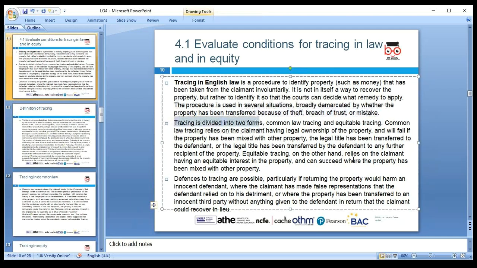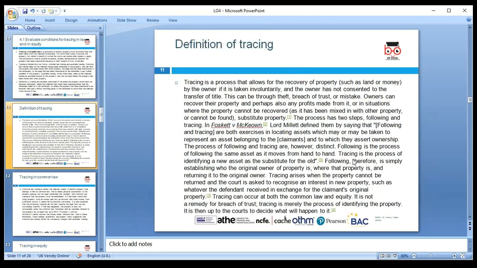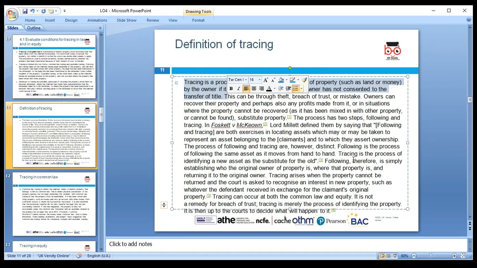So two types of tracing, common law and equitable. Common is under the common law, and equitable tracing is the other. The definition of tracing is the process of allowing the owner to recover property such as land or money, where the involuntary owner has not consented to the transfer of title. You just transfer the property without the consent of the owner.